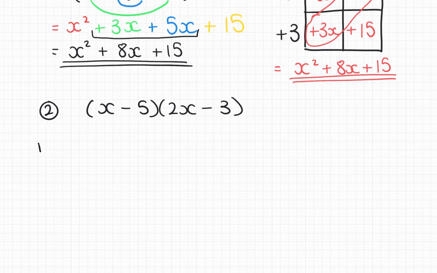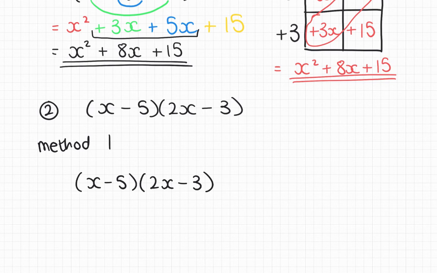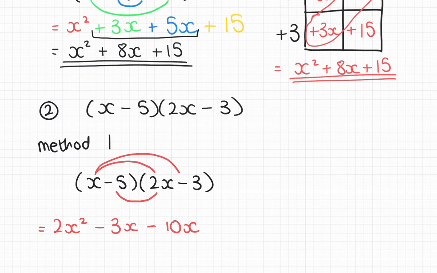So if I'm going to do it with method 1, again, I'm going to have my x minus 5 times 2x minus 3. And I'm going to do x times 2x. That gives me 2x squared. Then I did x times minus 3. That's minus 3x. And then I started with the minus 5. Minus 5 times 2x is minus 10x. And minus 5 times minus 3 is positive 15. Remember, a negative times a negative is a positive.